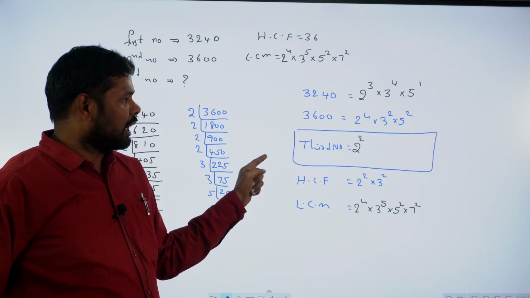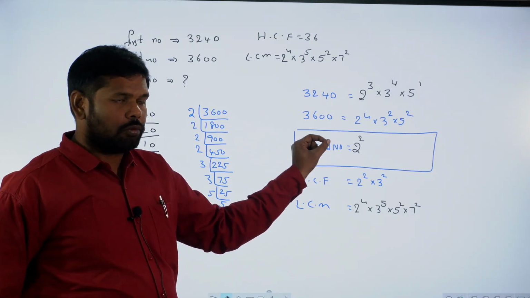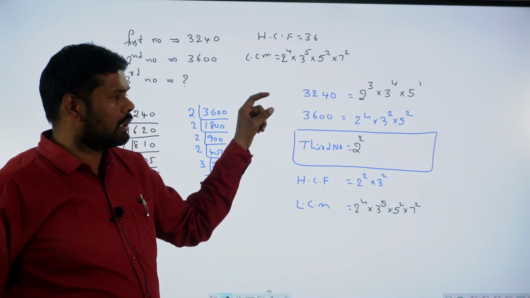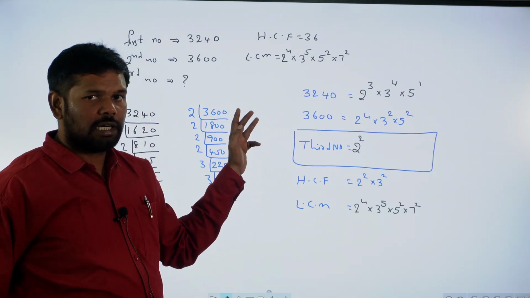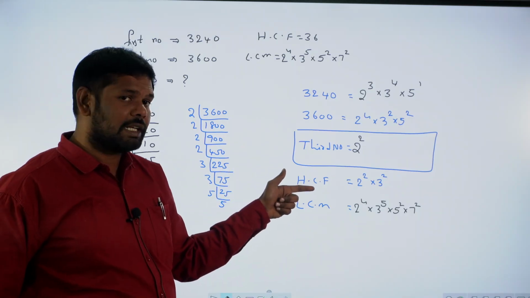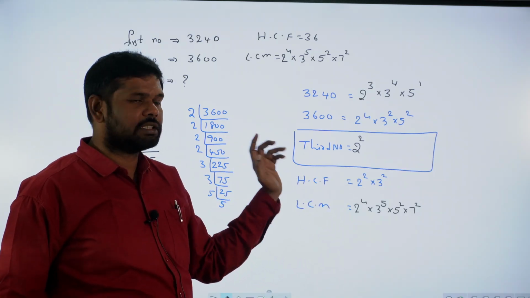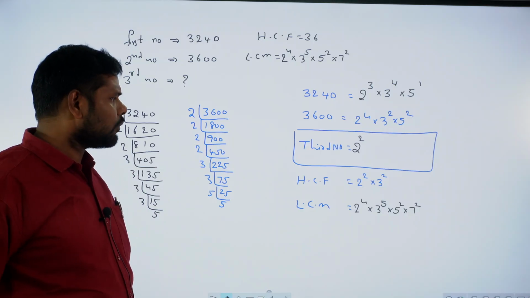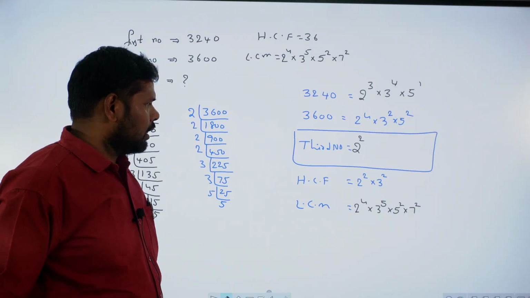But if the third number has 2 power 2, then comparing all of these, the 2 powers are common in the three numbers. So whichever is the least, that is reflected in the HCF. So 2 square is what the third number has. Then go for the HCF.